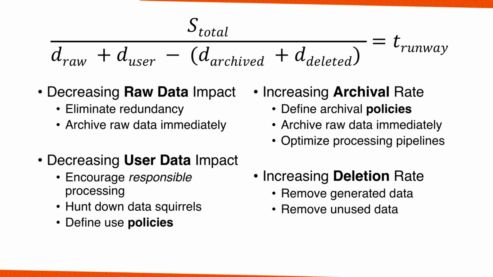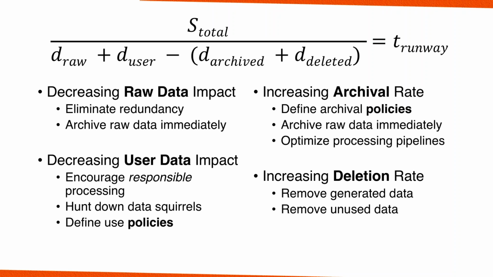And outside of turning things off or on, there's not a ton you can do to change this. We can try to push the equilibrium more towards data being archived and deleted promptly, but as I said earlier, you're inevitably going to fill up your systems. So what we can do are a few things here. You can decrease your raw data impact by eliminating redundancy and archiving your data immediately.